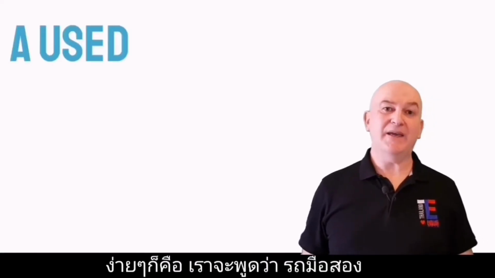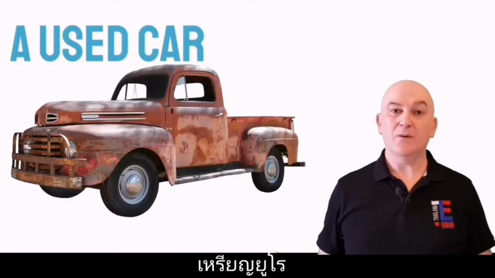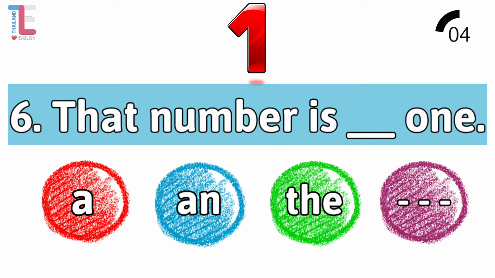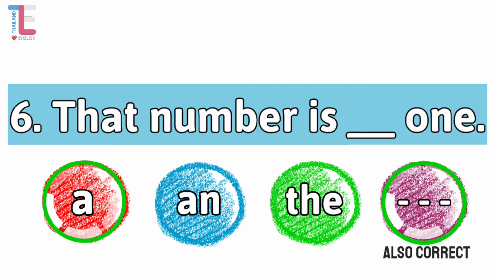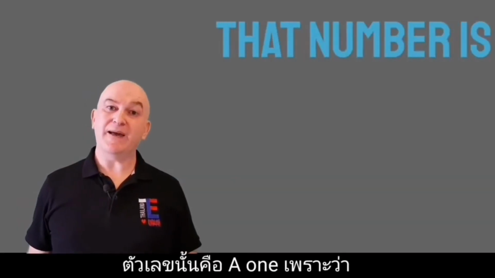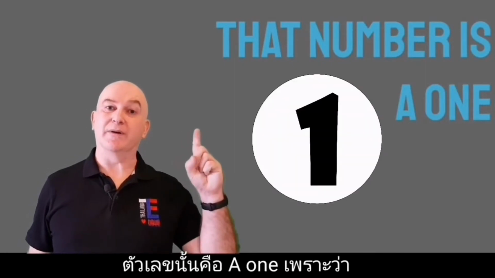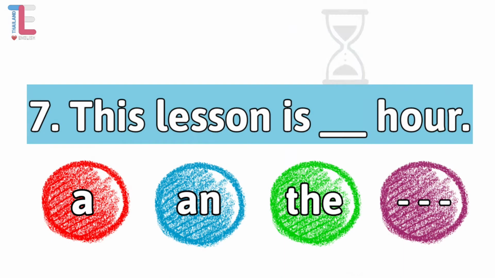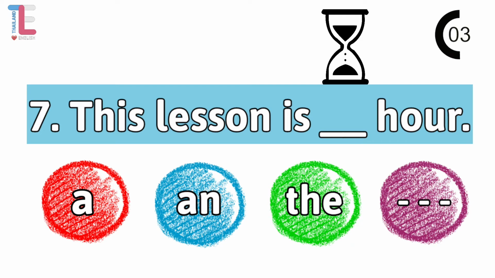We say a used car. We say a euro. And we also say that number is a 1. You can see that the letter O there is making a W sound, so we don't use an for any of those.